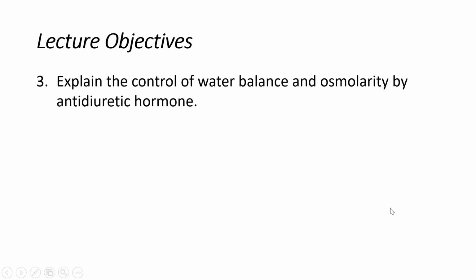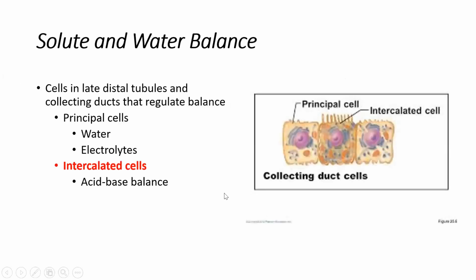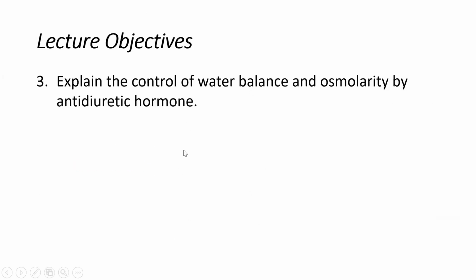So objective 3 is to explain the control of water balance and osmolarity by antidiuretic hormone. Antidiuretic hormone, also called ADH or vasopressin, is one of those hormones that we are referring to when we talk about regulation in these parts of the tubule. And we'll talk about how they bring about balance a little bit later on.